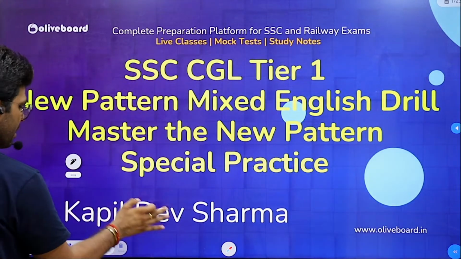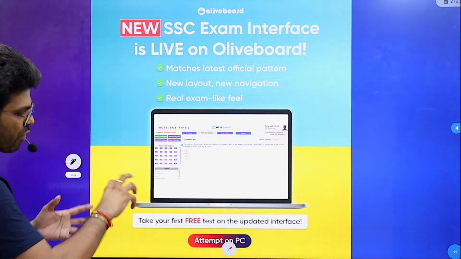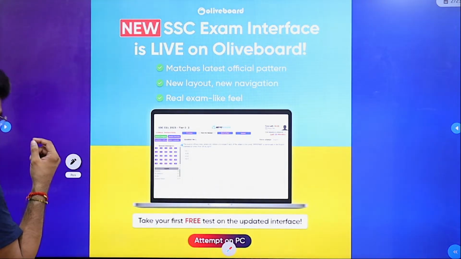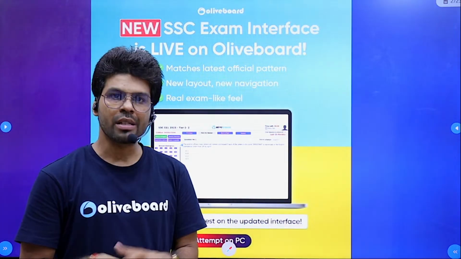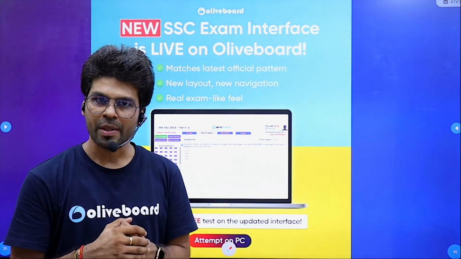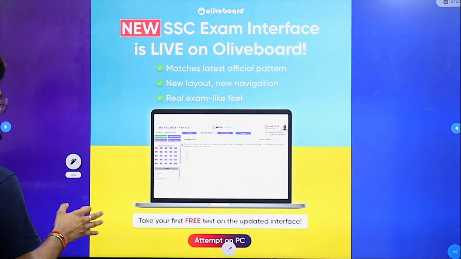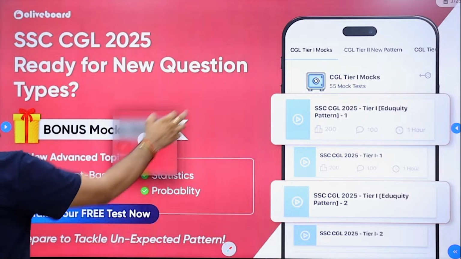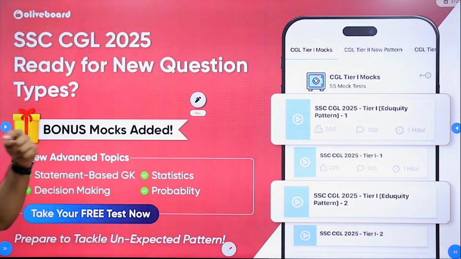Before I start, I'm sure you know that the dates of the CGL examination 2025 have been postponed for nearly a month. Now they are supposed to start from the first week of September, to be precise, as stated by them. But in these 25 days, you must adapt yourself to the changes. So the first test at Oliveboard as per the new pattern is free. Take your first test in the updated interface, ready for the new questions and types and also the interface. Whenever you are free, you are requested to have a look at that.